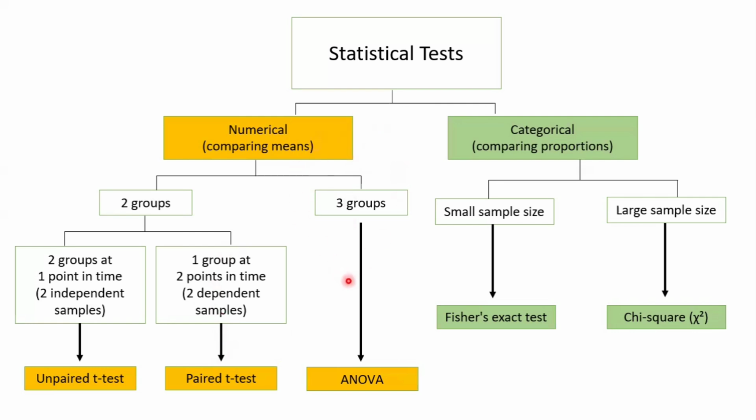In case of three groups, ANOVA is going to be used. You have continuous data, three groups, and you have to compare the means. ANOVA is the answer.